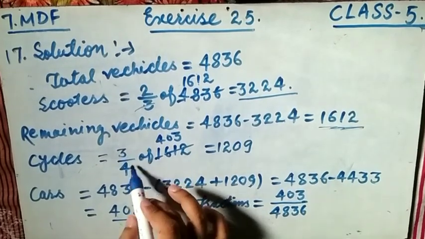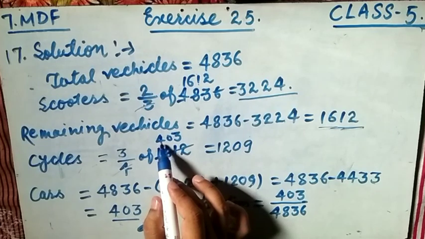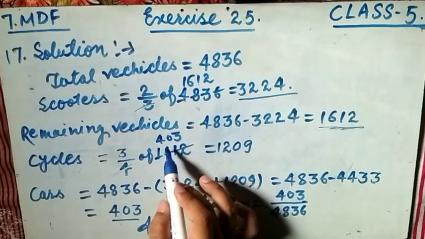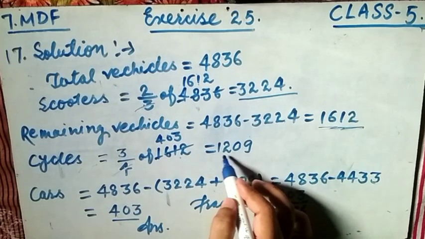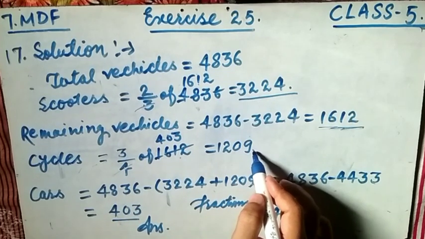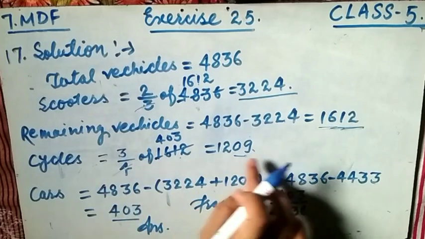Now this will get cancelled by 4, because 4 fours are 16, 0, and 4 threes are 12. Now multiply this by 3, it becomes 1209. Okay, this is the total number of cycles.